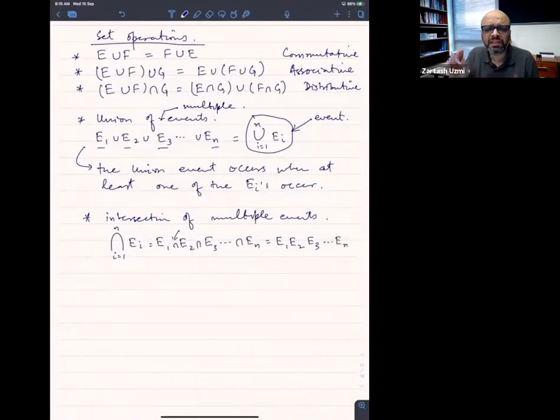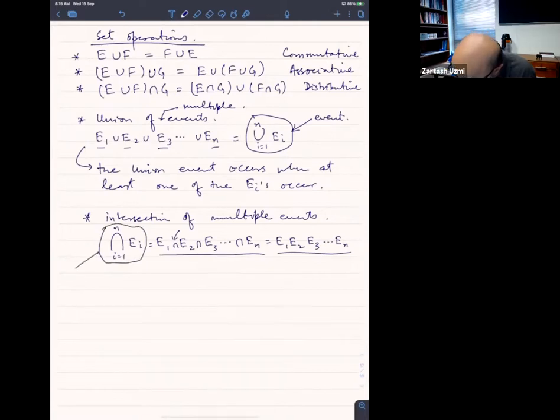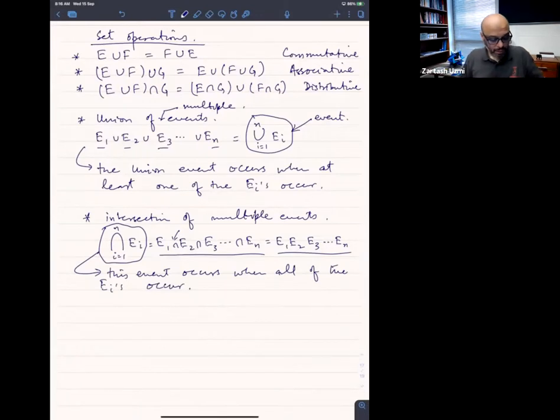बीच में से intersection का sign उड़ा देते हैं. That also means intersection. It's one and the same thing. And this is also an event. This event occurs when all of the Ei's occur.